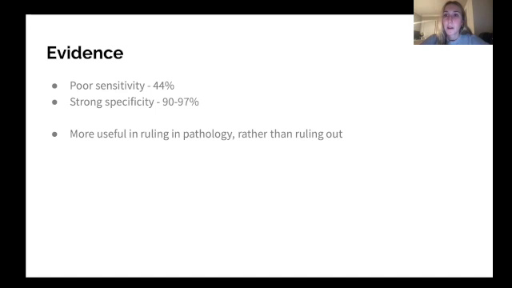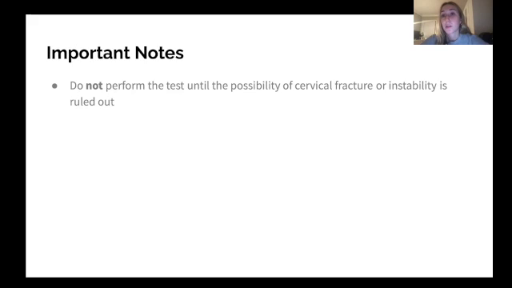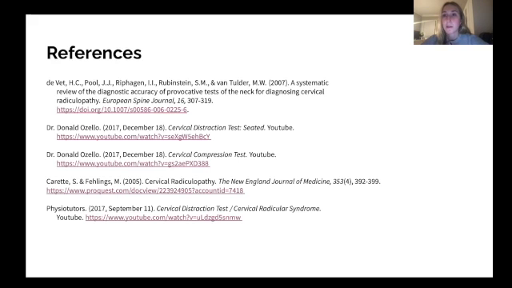The sensitivity rate of the distraction test is 44%, while the specificity rate is between 90 and 97%, making it more useful to rule the pathology in than out. It's important to avoid performing this test if there is a chance of cervical fracture or instability. These are my references, and next I will be performing the test for you.